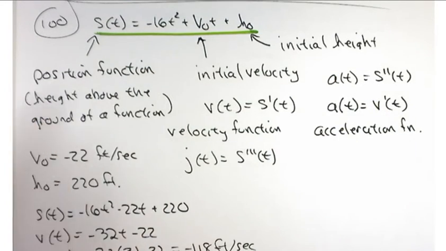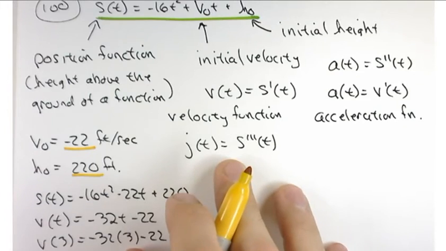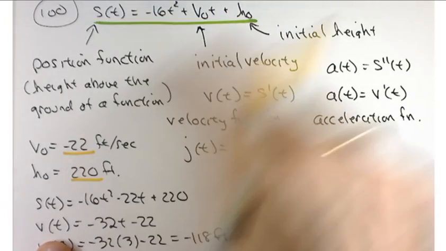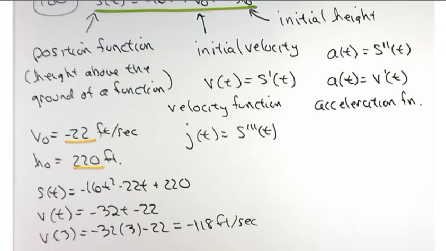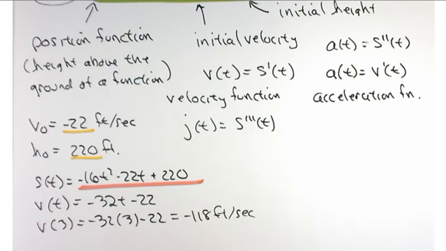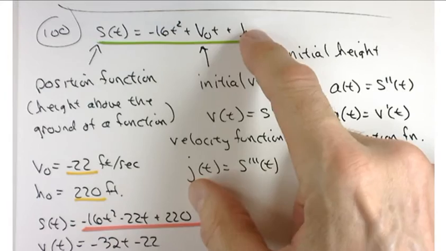This formula was given. And these two initial values were given. So when I plugged this and this into here, I got the equation that I'm going to underline in a very manly pink. All I did was plug that information into here, and I got my position function.